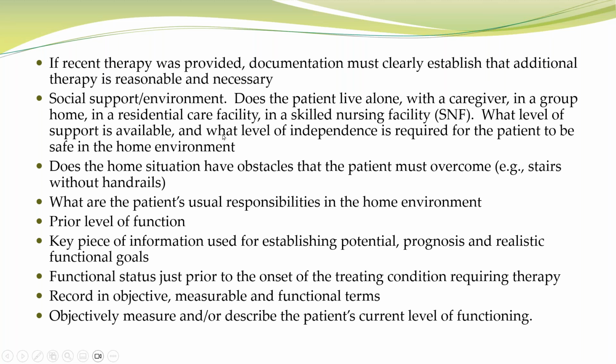Social support environment. This is something I often see left out when I do audits of therapy documentation, but it is really good to have that in the note, especially when you do a home exercise plan. You may want to note if they have a caregiver, a spouse, an adult child, someone like that who can help them with those services or with anything they need while they're in rehabilitation. Does the home situation have obstacles the patient may need to overcome, such as stairs without handrails, anything like that? This is important for a patient who's susceptible to falls.